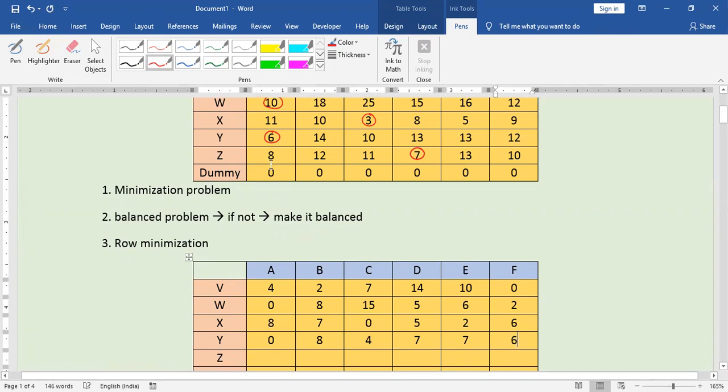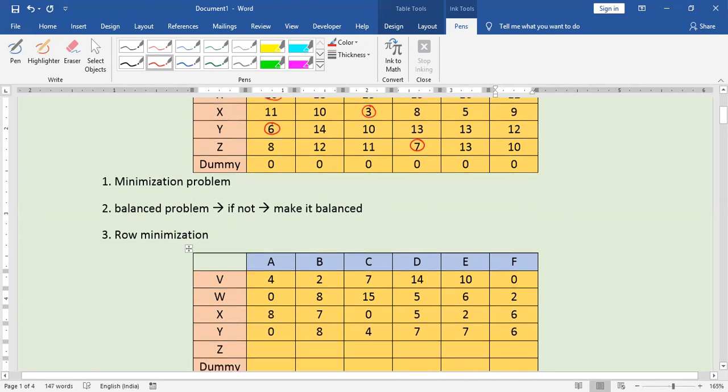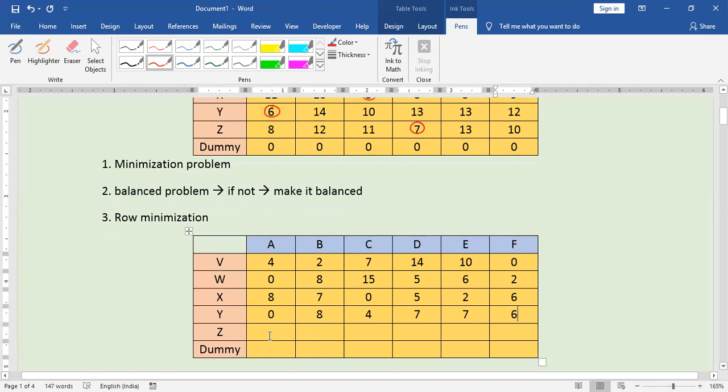Right. In the next row, the minimum value is 7. So we are going to subtract 7. So 8 minus 7 is 1. 12 minus 7 is 5. 11 minus 7 is 4. 7 minus 7, 0. And 13 minus 7 is 6. And 10 minus 7 is 3. So 1, 5, 4, 0, 6, 3.